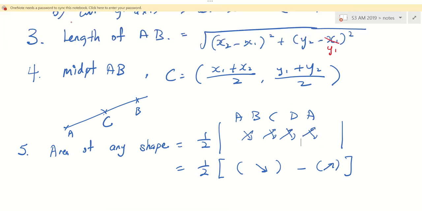And two very important conditions. Number 1, it must be clockwise or anti-clockwise? Anti-clockwise. So write down, repeat the first point. The first point. Number 2 is in anti-clockwise.